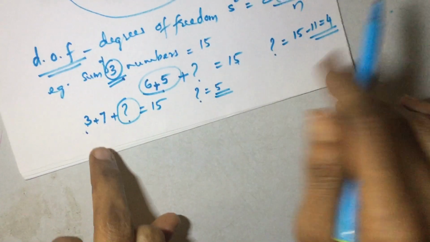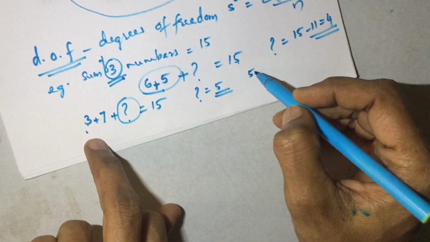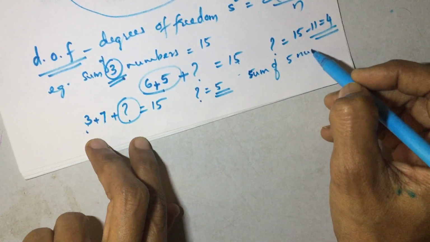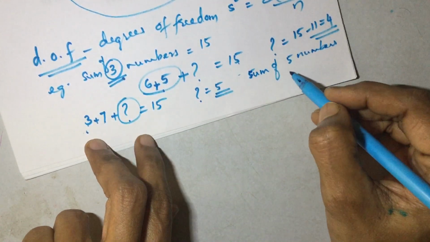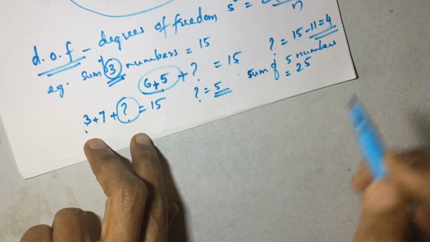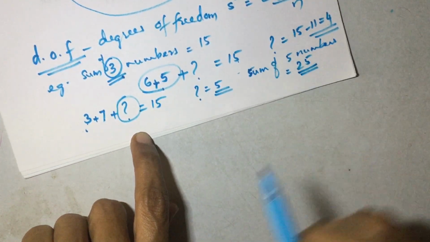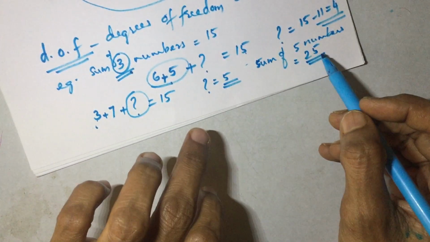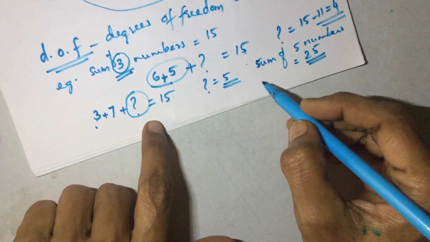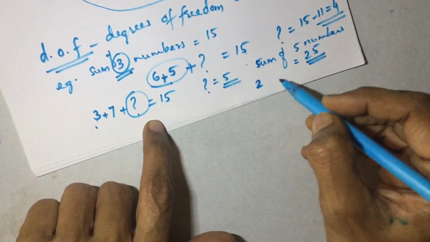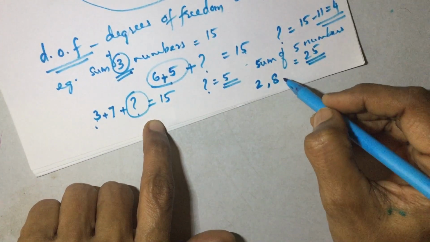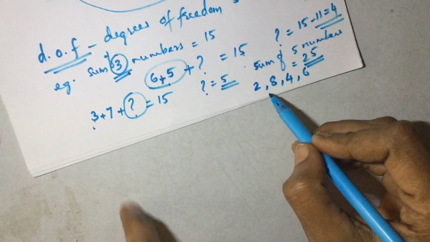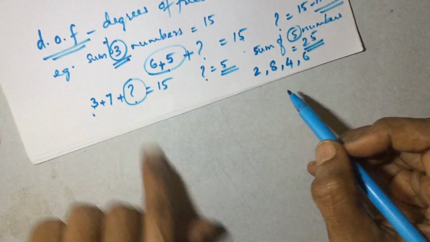In any case, suppose 5 numbers are given. The sum of 5 numbers, and not only sum, it can be any other operation. The sum of 5 numbers is equal to say 25. Then how many numbers can you choose so that the sum of all the numbers will be 25? Suppose I am choosing 2, then 8, 4, 6. So out of these 5 numbers, I chose 4 numbers.